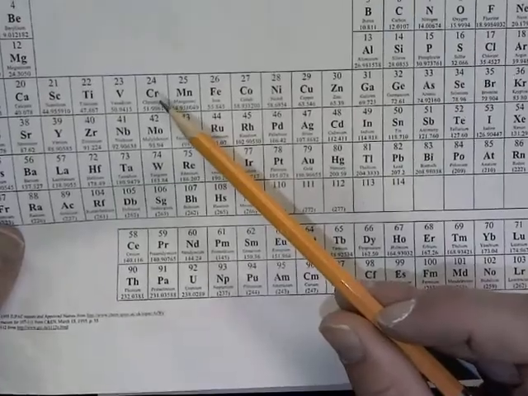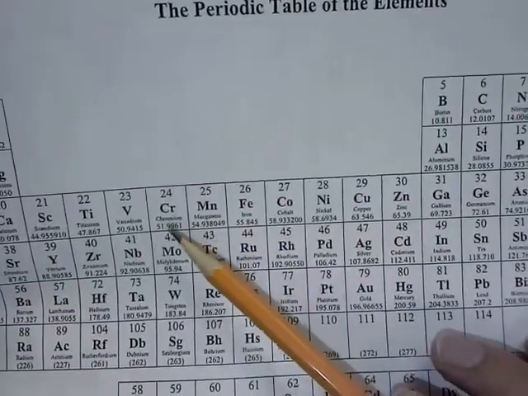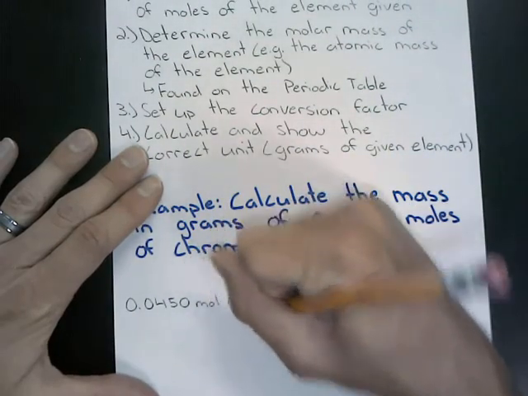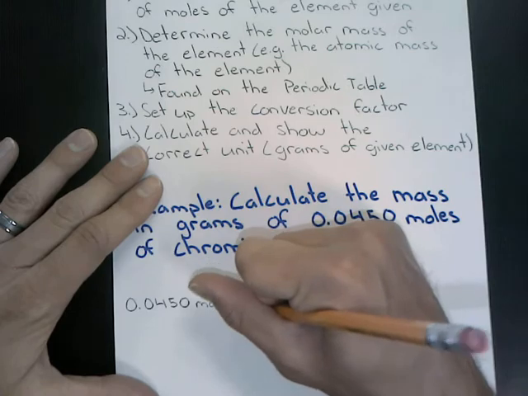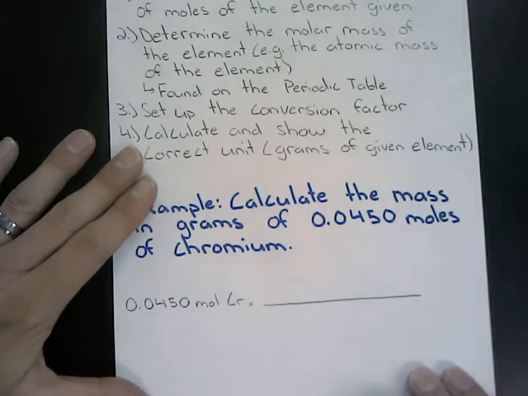Now, in case you forgot, chromium, we can look it up on the periodic table, and chromium has the symbol of Cr. So right there, there's chromium. It has the symbol of Cr. So that's what we're going to put there. And then we're going to set up that initial conversion factor.